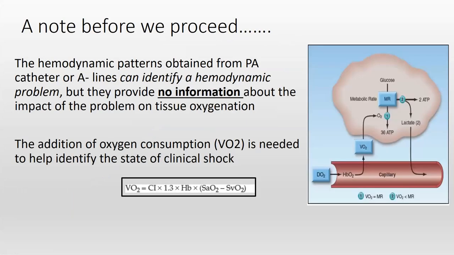Another note before we proceed: the hemodynamic patterns that we obtain can identify a problem that we could potentially fix, but they do not provide the information about what's happening at the tissue oxygenation level. When we add oxygen consumption to the equation, that actually gives us more information about what's happening at the tissue level. This illustration shows that when the rate of oxygen uptake into the tissue is unable to match our metabolic rate, the glucose metabolism is diverted to formation of lactate. And that's where understanding oxygen consumption plays a big role.